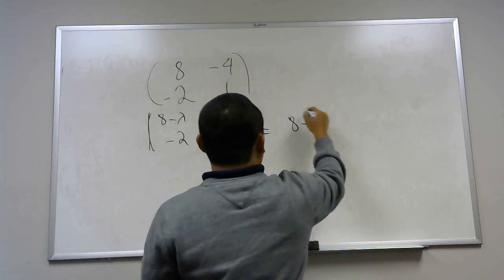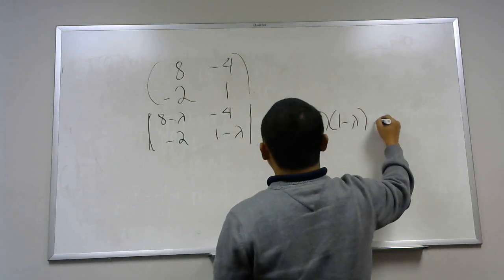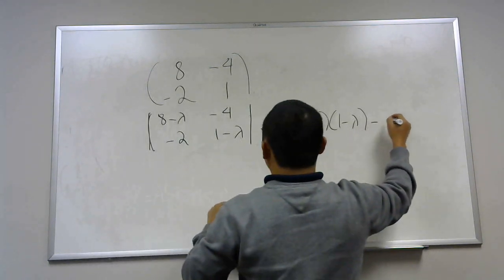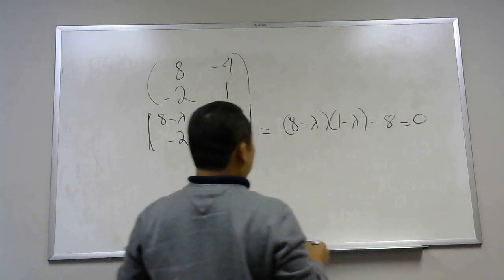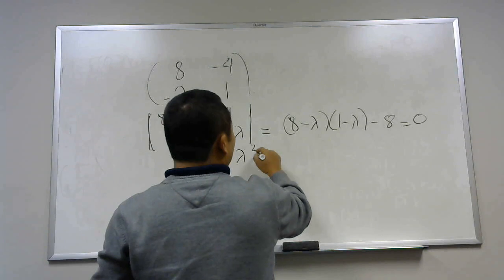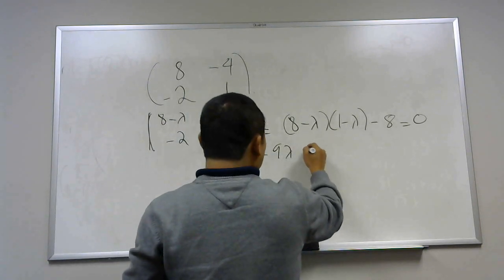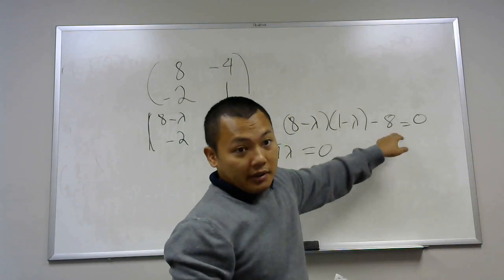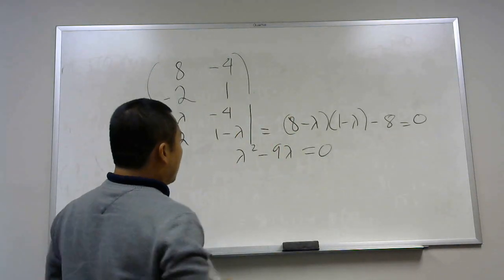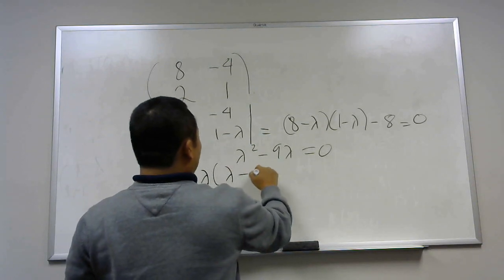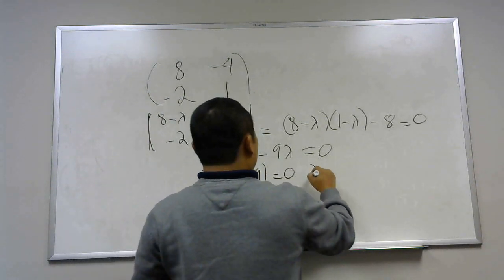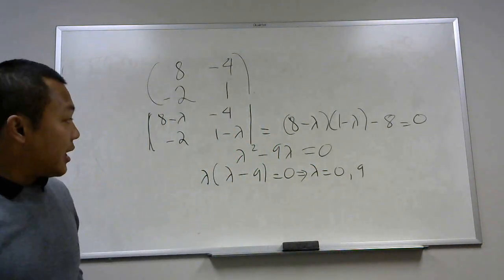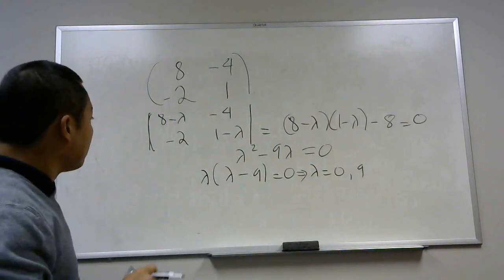We have (8 minus lambda)(1 minus lambda), minus the product of the off-diagonal entries, which is negative 8, equal to 0. From here I get lambda squared minus 9 lambda equal to 0, because 8 times 1 is 8, 8 minus 8 is just 0, so the 8 cancels out. And here I get lambda(lambda minus 9) equal to 0, so lambda equals 0 or 9. So this matrix has two different eigenvalues.